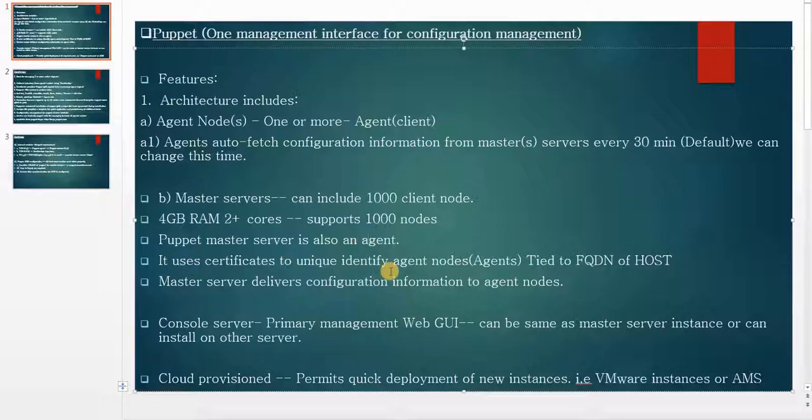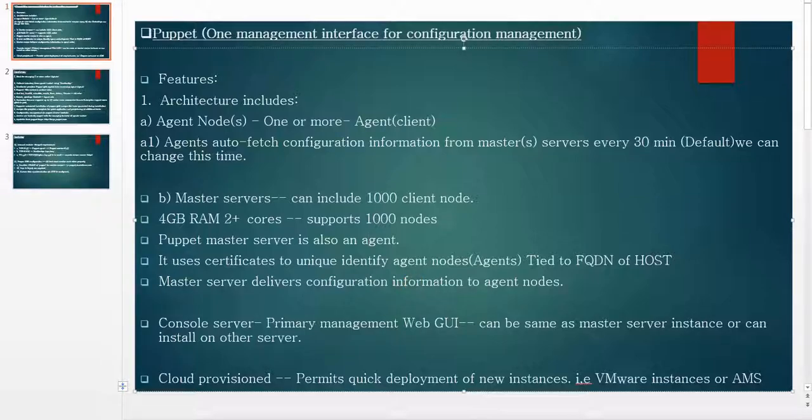Okay, it uses a certificate to uniquely identify the agent node, tied to the FQDN of the host. So how does it identify when a new request comes from an agent to the master node? It is identified through a unique certificate, and that certificate is tied with your system FQDN name.